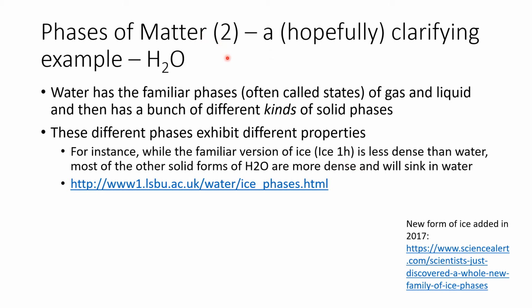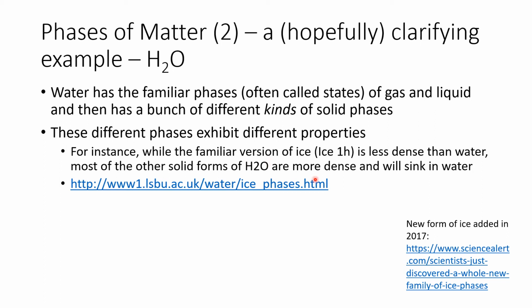So let's talk about the H2O system. We know that you can have vapor phases, gas phases, like steam. You can have liquid phases, like the liquid water that you're used to. And then solid, like ice. But it turns out that there's not just one kind of ice. There are many kinds of ice. I'll show you that on the next slide.